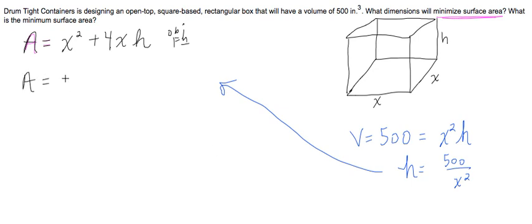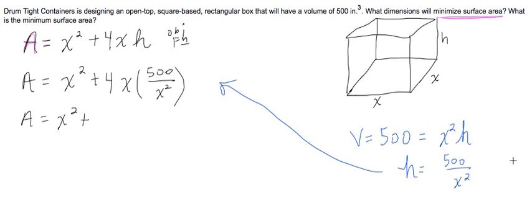That gives us area is x squared plus 4x times 500 over x squared. Let's clean that up first to get x squared plus, that x cancels with one of those x's in the denominator. 500 times 4 is 2,000. Write it as x to the minus 1. So there's my objective function in terms of one variable.